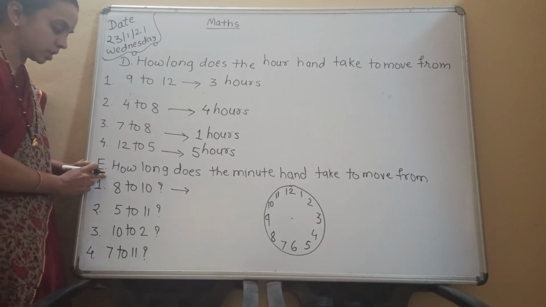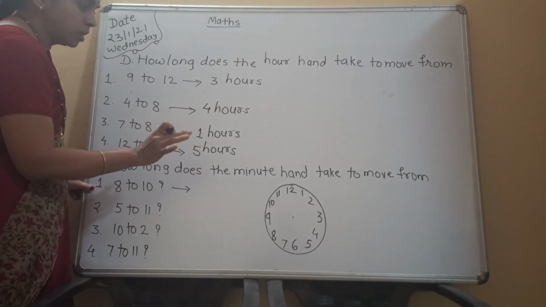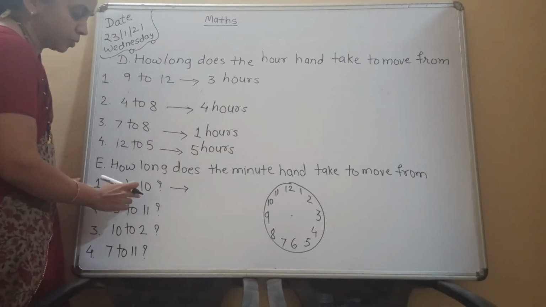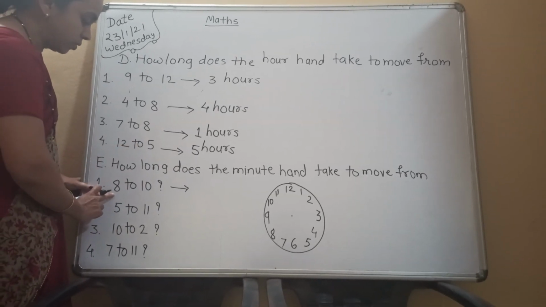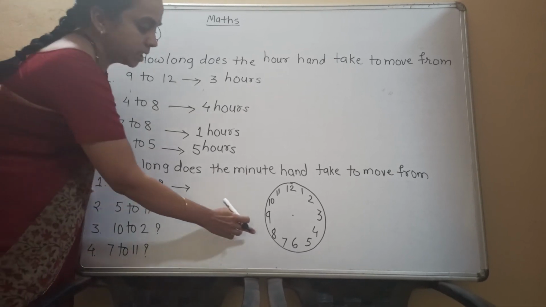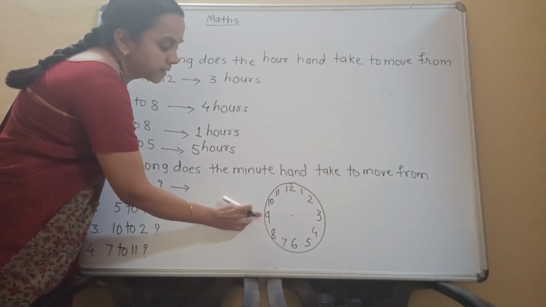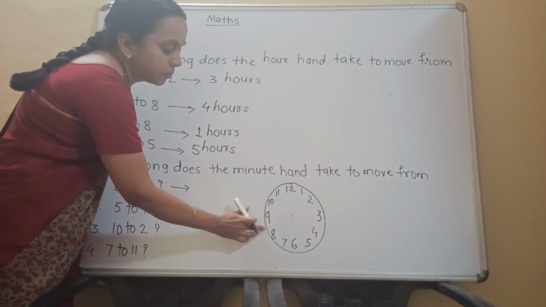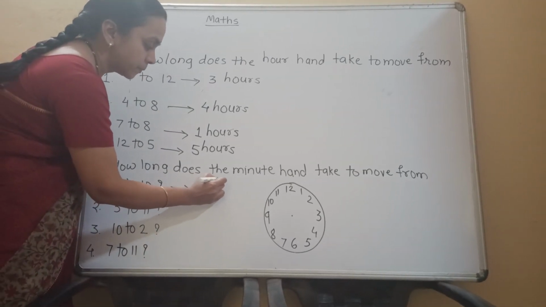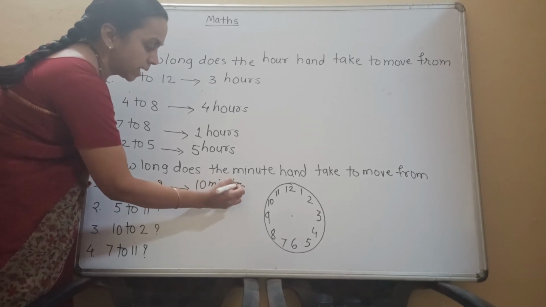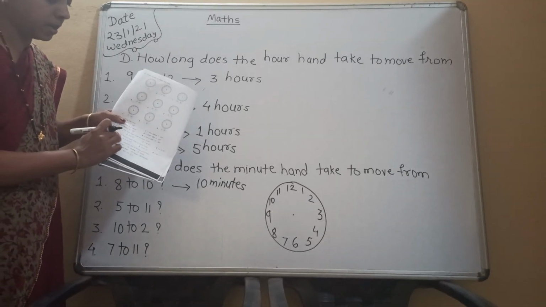Now see E question. How long does the minute hand take to move from? Now what is the question? Minute hand. So we have to count here minutes. How many minutes are there? So 8 to 10. 8 to 9, 5 minutes. 9 to 10, 5 minutes. 5 plus 5. How many minutes? 10 minutes. So you write down like this, 10 minutes.